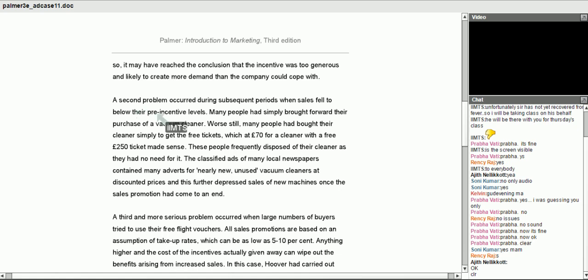So, a second problem occurred. This was the first problem, like overburdening of the resources. Now the second problem occurred during subsequent periods when sales fell to below their pre-incentive levels. So many people had simply brought forward their purchase of a vacuum cleaner. Worse still, many people had bought their cleaner simply to get the free tickets, which at £70 for a cleaner with a free £250 ticket made sense.